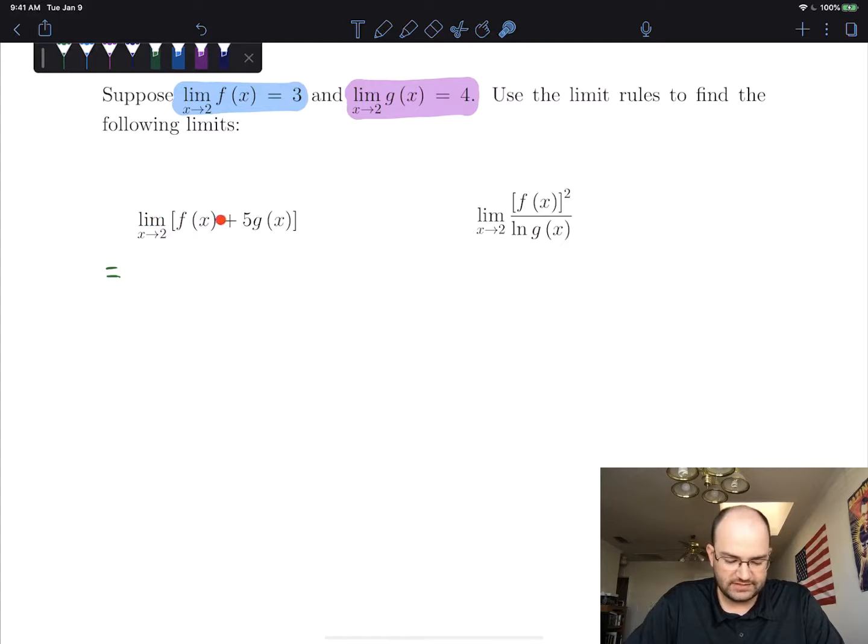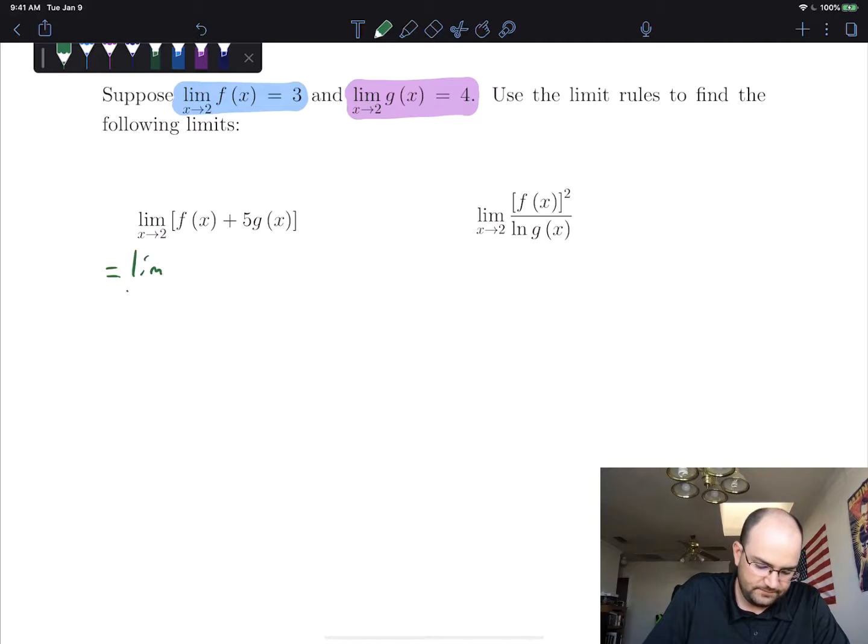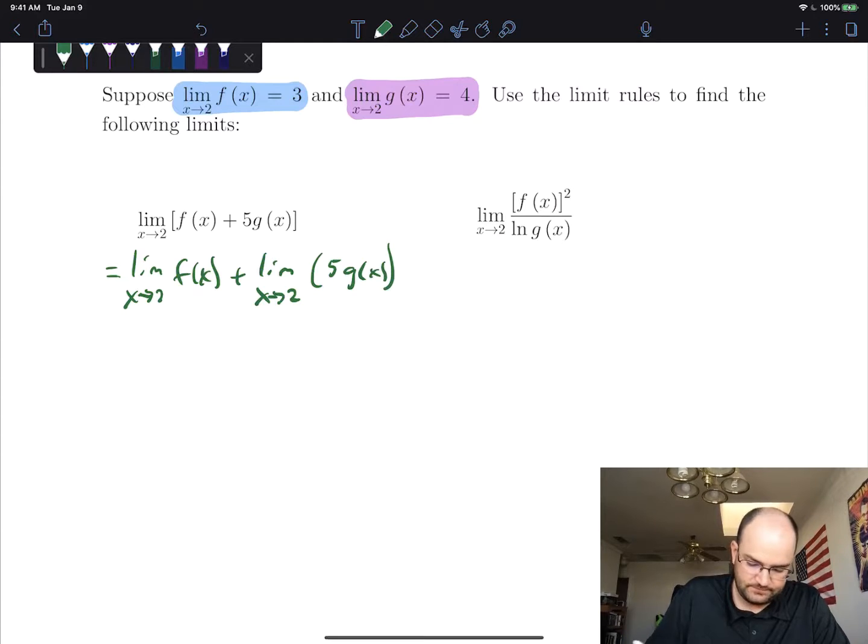So what we can do is distribute this limit to both f of x and 5 times g of x. So this would be the same thing as the limit as x approaches 2 of f of x, plus the limit as x approaches 2 of 5 times g of x. But if you notice, this right here is just this first thing. It's the limit as x approaches 2 of f of x. This right here is all just 3. So this would just be 3, and then plus whatever's happening over here.